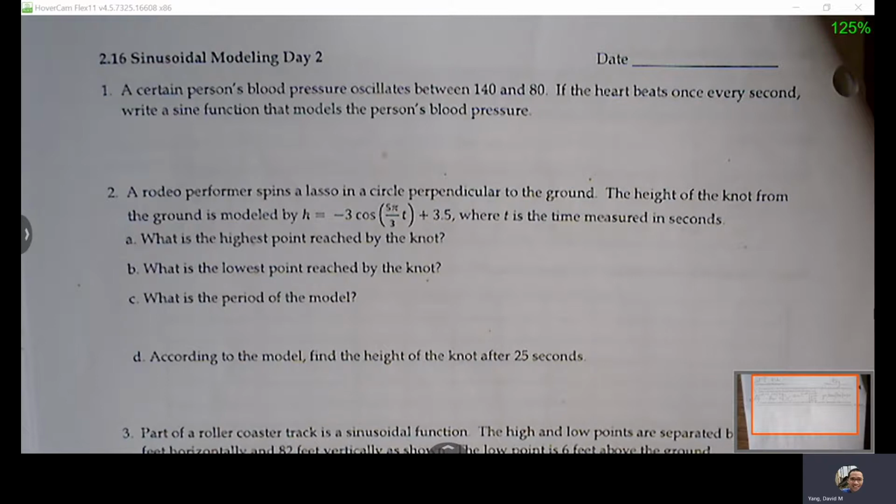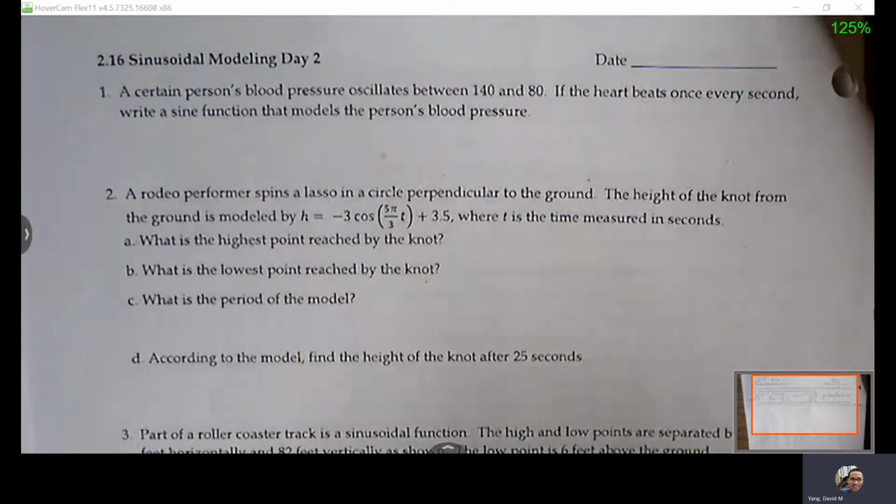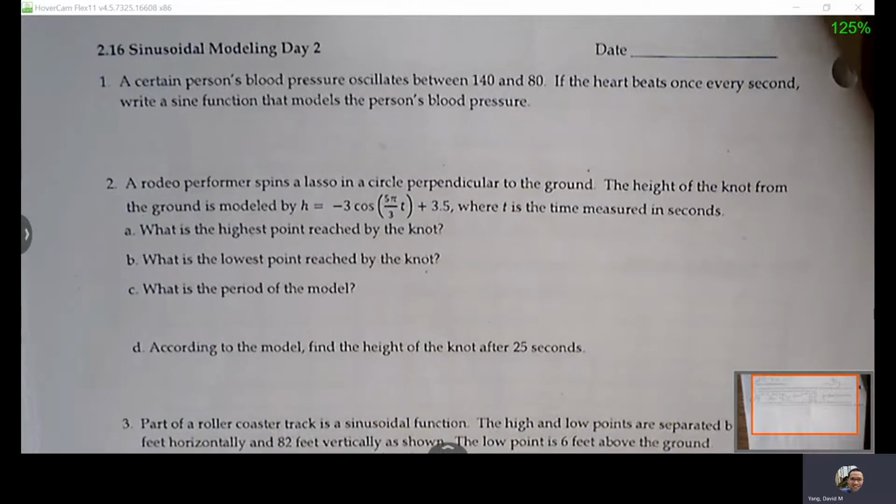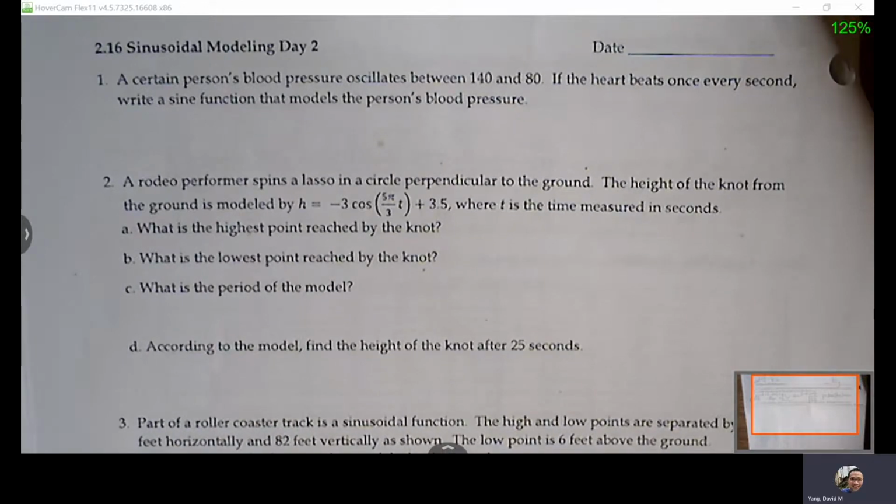Okay, so let's read this problem here, page 32. We're just going to work through these two pages, 32 and 33, and that will be our classwork.